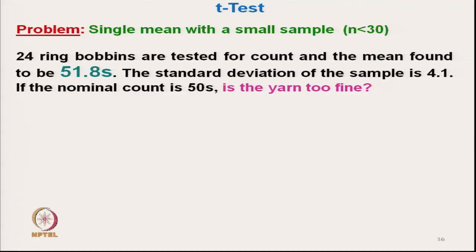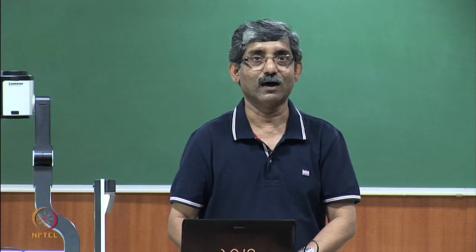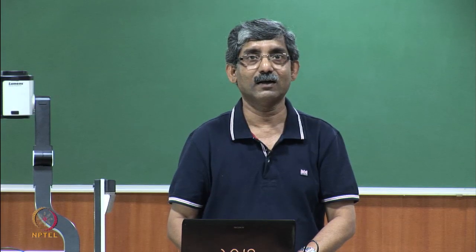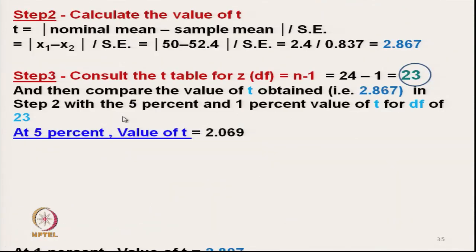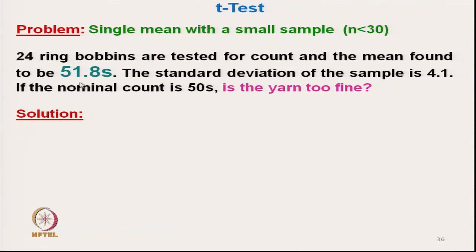Now, with the same data, the same problem, we have changed something. What have we changed? The same 24 ring bobbins are now tested for count, and the mean is found to be 51.8. Earlier it was higher, 52.4. Now the count has become closer to the nominal value. Now we have to test whether the yarn is still fine or not.